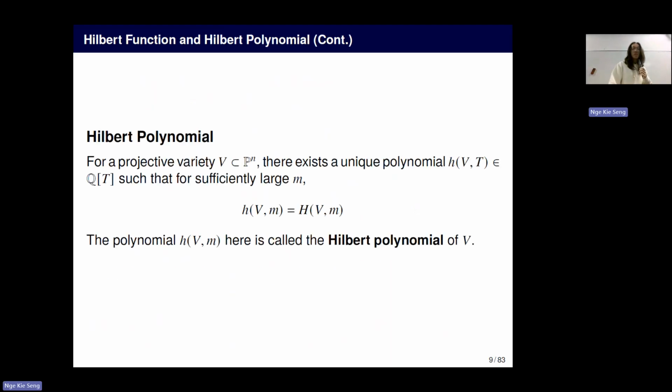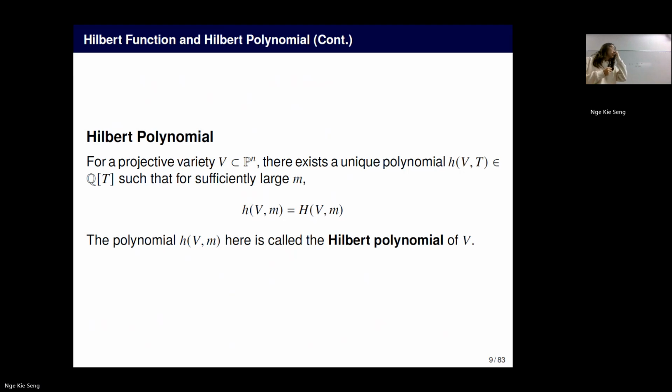Okay, so after this example, I'm going to tell you what a Hilbert polynomial is. The Hilbert polynomial is not actually a definition, but actually it's proven to be true, such that for a projective variety, there exists a unique polynomial in Q[t], such that for sufficiently large m, the Hilbert polynomial equals the value of the Hilbert function. So this is where I said we can build a bridge between algebra and geometry.